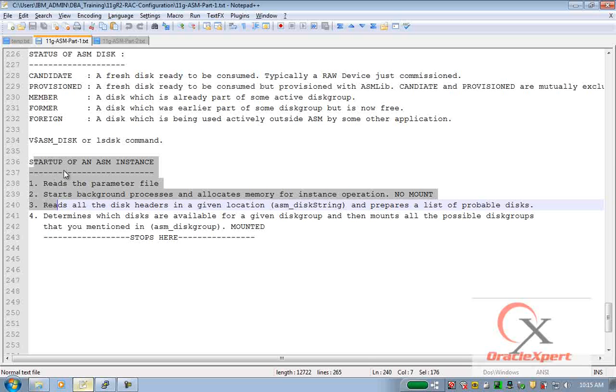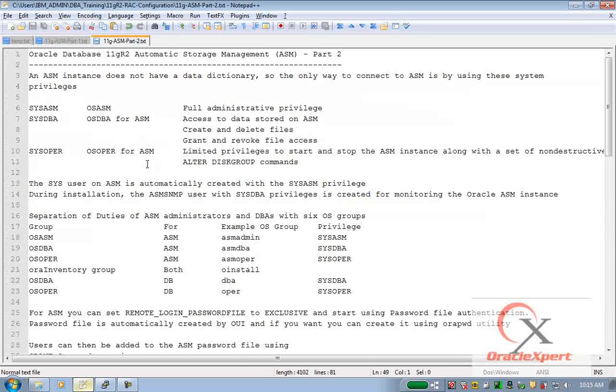Now from this point onwards I am going to build up the second part, where an ASM instance does not have a data dictionary, as I said yesterday. So the only way to connect to an ASM instance is by using the system privileges. You cannot create user accounts in an ASM instance the way you could create a database user account, because it does not have a data dictionary.